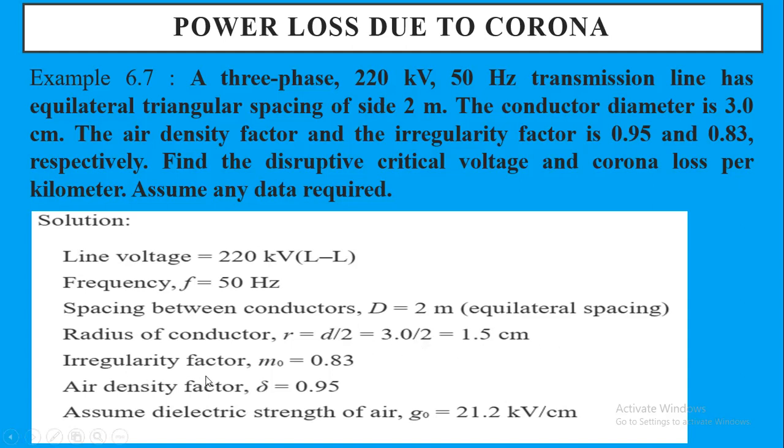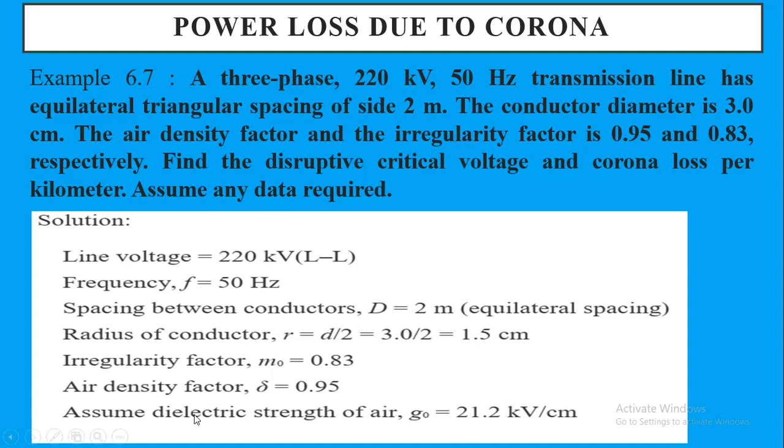The irregularity factor M naught is 0.83. This is the irregularity factor. The air density, that is sigma, is 0.95, which is mentioned. So 0.95 is the air density and 0.83 is the irregularity factor respectively.